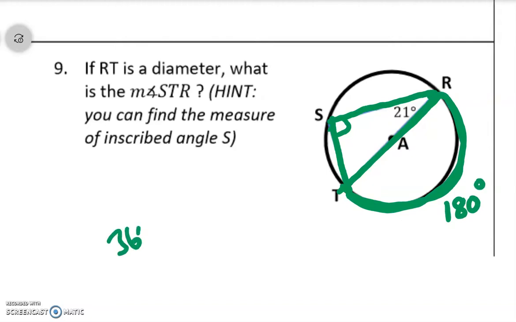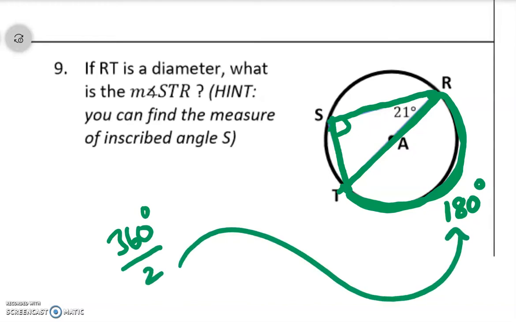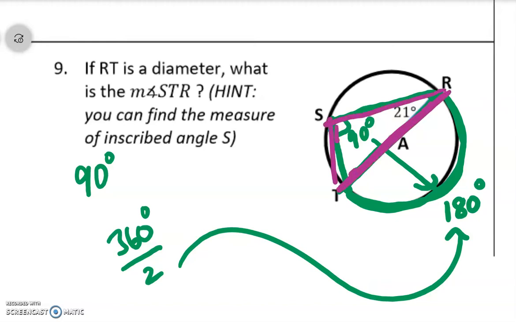How do we know that? Because a full circle is 360 degrees. If I divide it by 2, I get 180 degrees. And that's half a circle, right? Well, then that angle here must be 90 because that's half of that amount, right? And that's the rule with inscribed angles. So 90 degrees. And that's the rule, right? If you have a triangle inscribed in a circle, and one of the sides is the diameter, it has to be a right triangle then, right? That's always going to be a right triangle in that case.